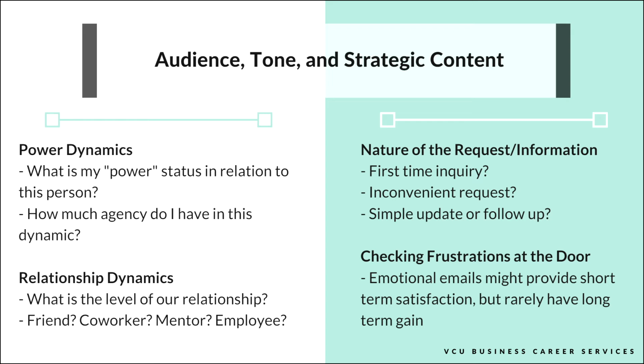Relationship dynamics. What's the level of our relationship? Friend, coworker, mentor, employee. You might have a boss that's more of a mentor. So instead of having to set up appointments all the time, or phone follow-ups once a week or whatever it is, you can send some more complex information. A rich communication that, for someone else, can't go over email.